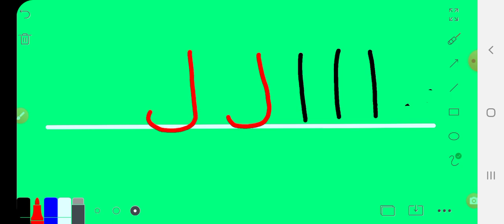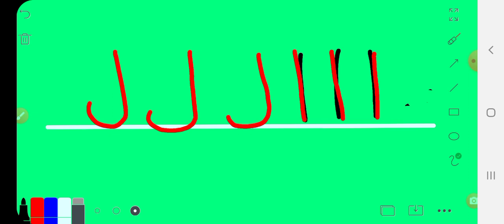Okay. Now, if we look at these two letters, we can see, first of all, the alif is just a straight line down. Alif is just straight from top to bottom. 1, 2, 3. The laam is also from top to bottom, but ends with a curl from the right to the left. Okay.